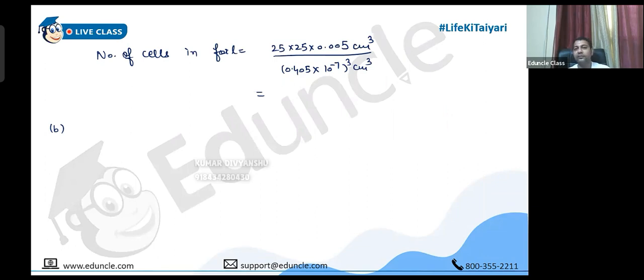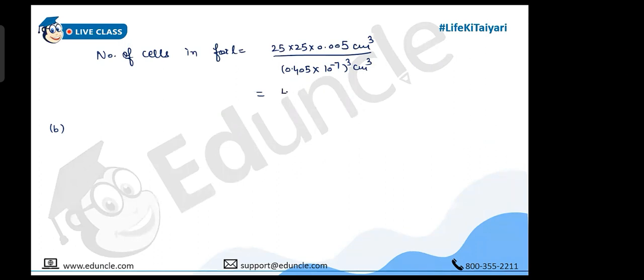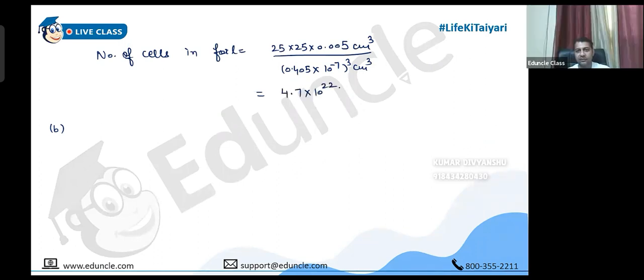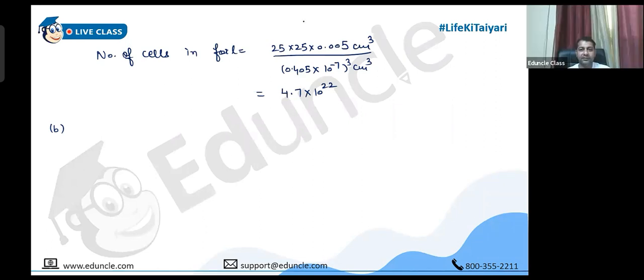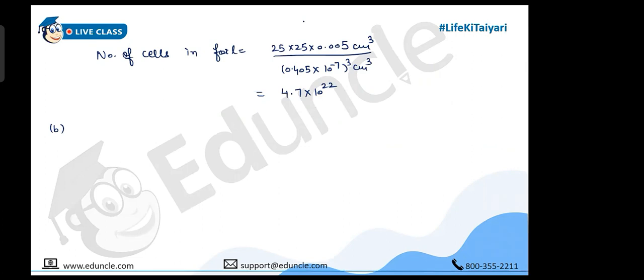Nobody calculated till now? Sir, 47.04 into 10 power 9. This much? Yes. Now the B part.